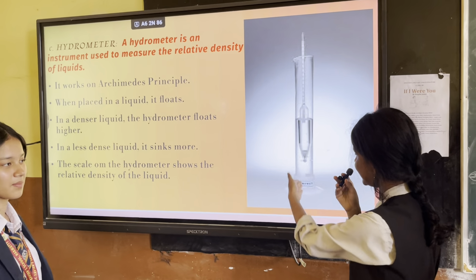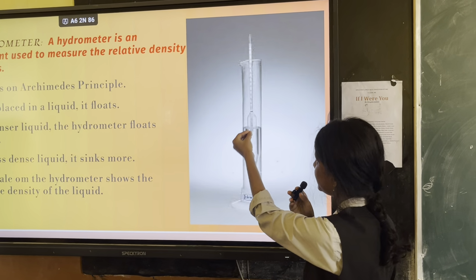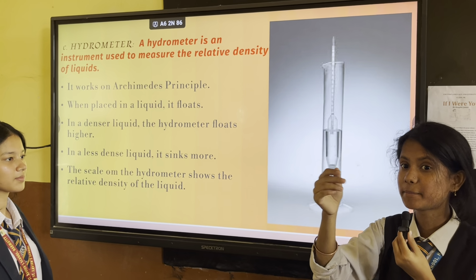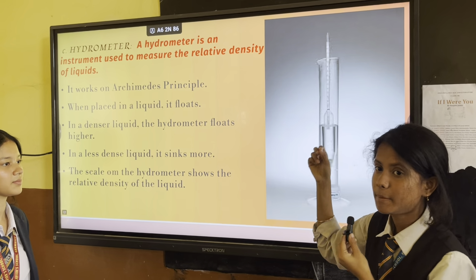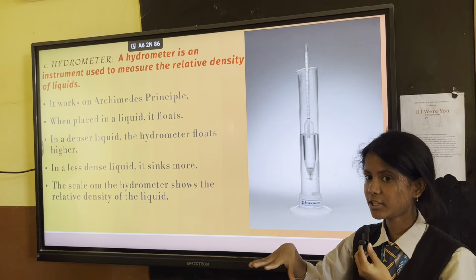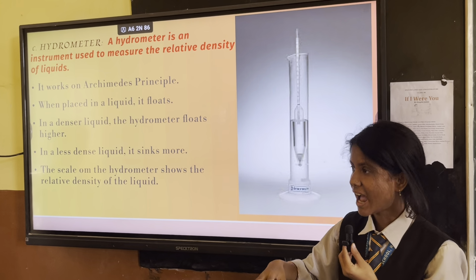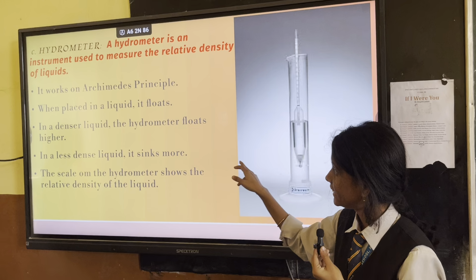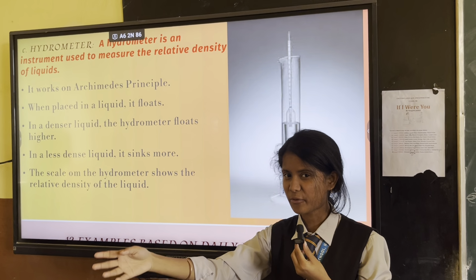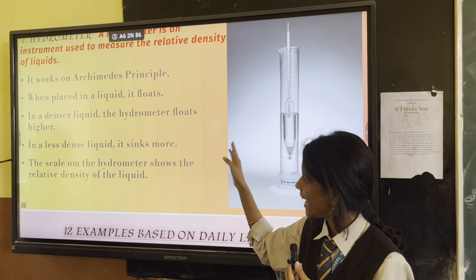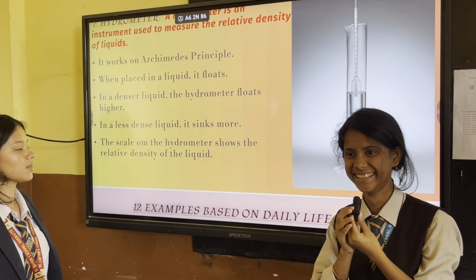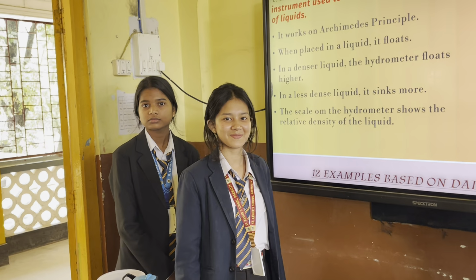This is a hydrometer. So you can see what a hydrometer is first, then what it works on. It is written Archimedes principle. It is placed on a liquid. So in a denser liquid, if the density of the liquid is very high, like honey, then the hydrometer floats higher. But if the density is very low, like in water, then it will sink. And this is how it works. I hope you get it. Yeah, okay, good.